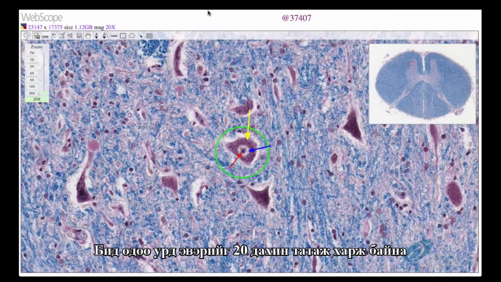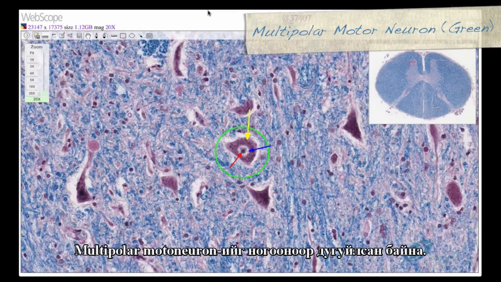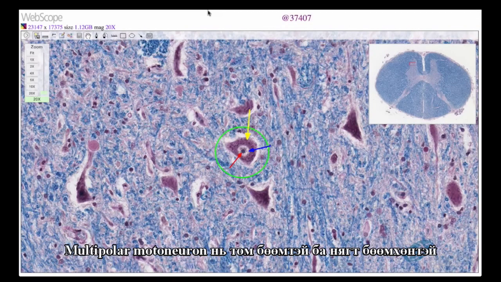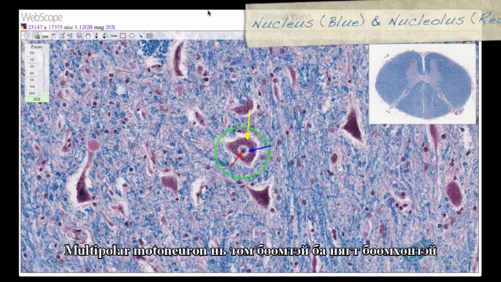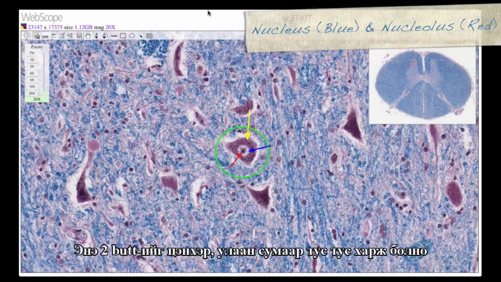We are now looking at the ventral horn using the 20X objective. The ventral horn contains the cell bodies of motor or efferent neurons. A multipolar motor neuron can be seen here circled in green. Nissl bodies, which are aggregates of RER stained by Cresol Violet, can be seen at the yellow arrow. Multipolar motor neurons contain a large nucleus and a dense nucleolus. The nucleus and nucleolus can also be seen at the blue and red arrows respectively.